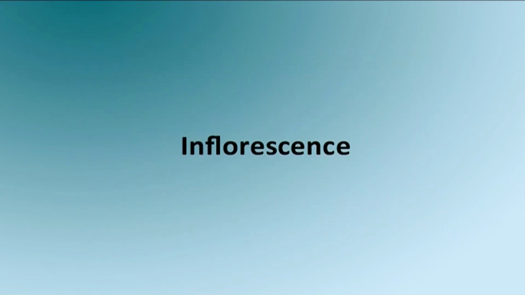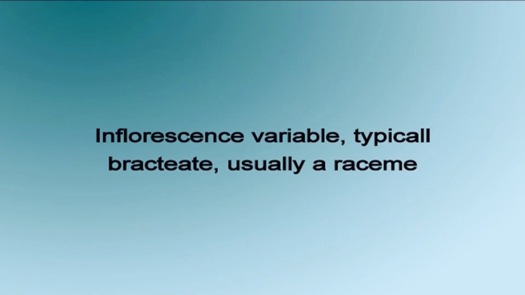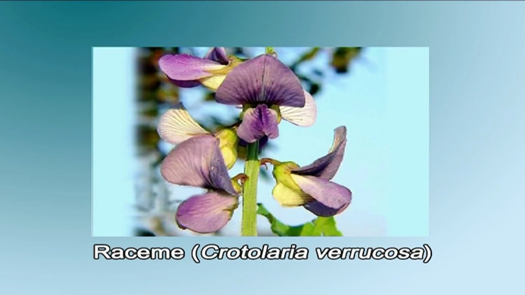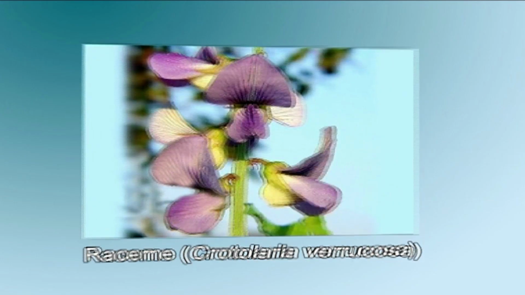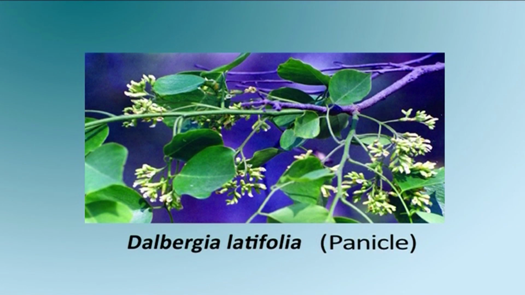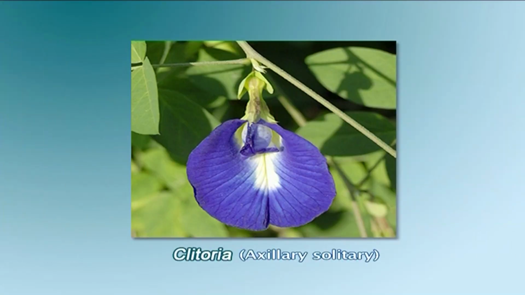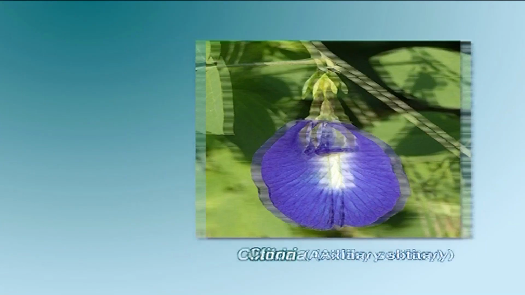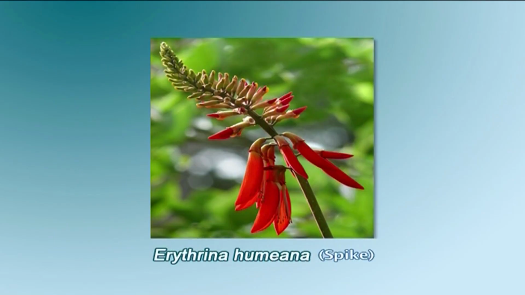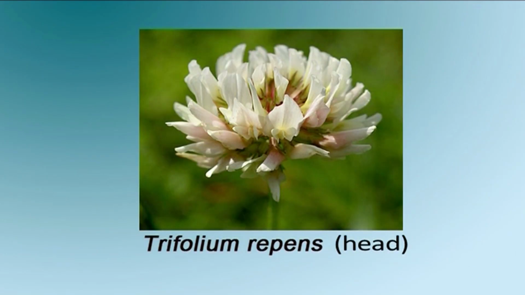Now the inflorescence. Inflorescence is variable, typically bracteate, usually a raceme, for example in Crotalaria verrucosa, panicle in Dalbergia latifolia, axillary solitary in Clitoria ternatea. The flowers can also be aggregated in spikes or in heads.